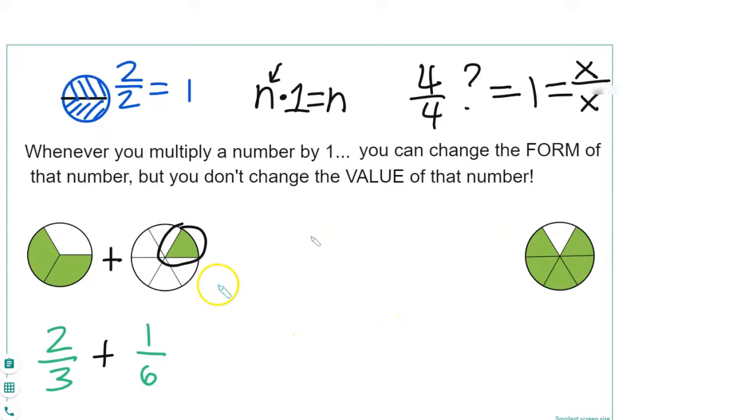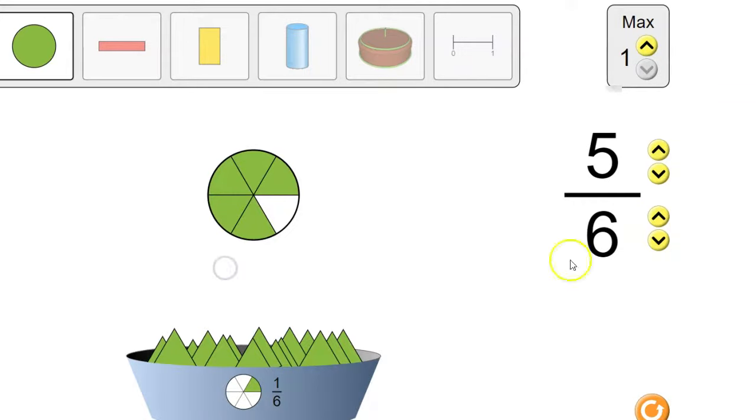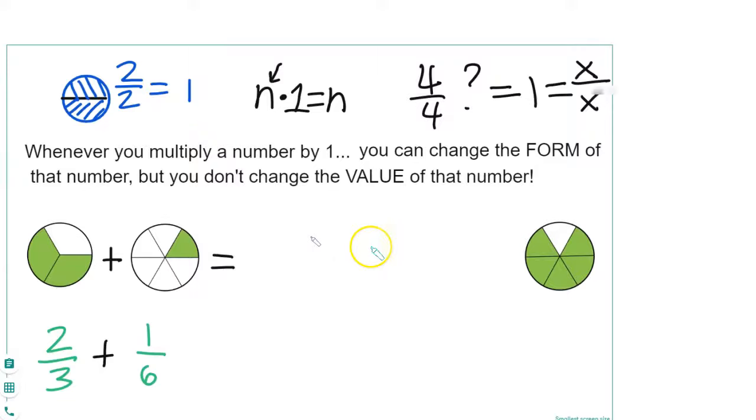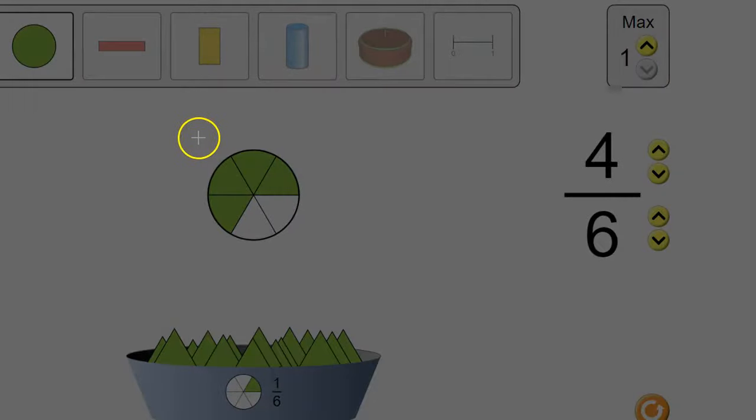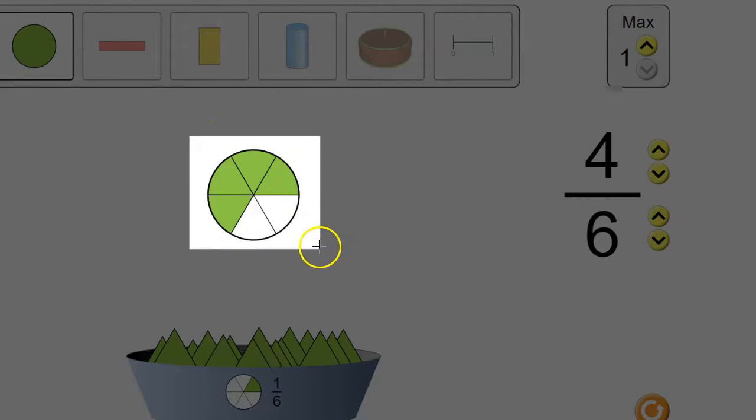So if that's the case, then we say, okay, if we put that slice there, here's what we really need to do. We need to take the 2/3 and we need to make it into how many sixths? What did we just say a moment ago? 4/6, because you're multiplying the numerator by 2 and the denominator by 2.